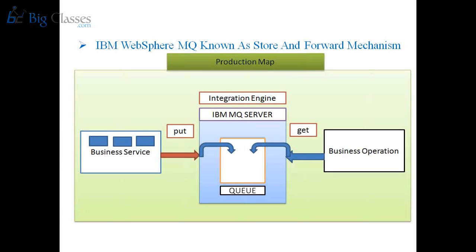IBM WebSphere MQ is known as a store and forward mechanism with assured delivery. Business service sends its data as messages to the MQ server. In the MQ server, a queue is available to hold them. When the other end application requests the data from the MQ server, it forwards from the queue. When an application gets data from the MQ server, the data is no more there, right?